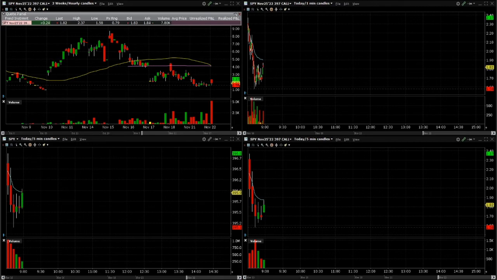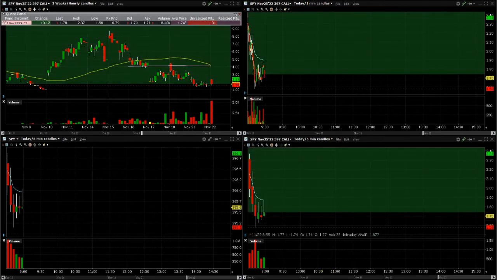Let's see if I can get 174. Man, what a bummer. Okay, I'm going to see if I can get 175. All right, I'm in there, 174. VWAP on this candle, 187. The high on this candle, 187. So it just touched VWAP.